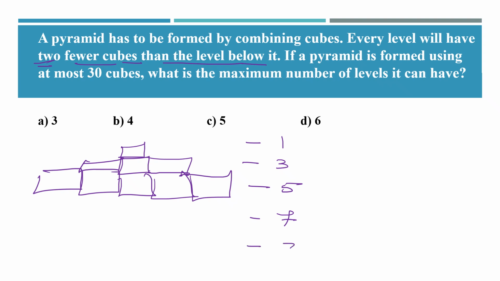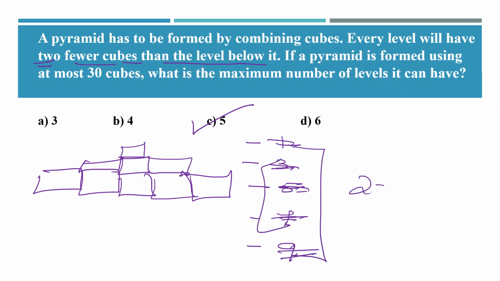Seven, then it's going to be nine. So here I have completed 25 cubes. So 1, 2, 3, 4, 5 levels. So I go with option C, 5 levels can be formed. I hope you understood, right? 1, 2, 3, 4, 5. By now we have done 25 blocks. Great. Moving on to the next question.